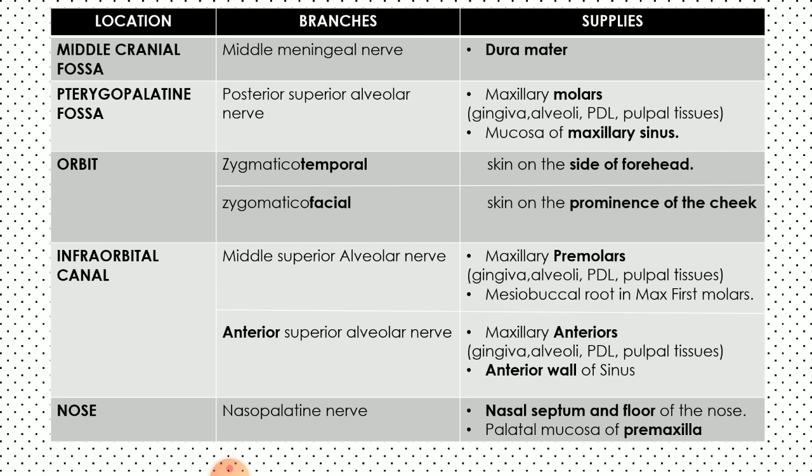Then moving on to the nose, we have the nasopalatine nerve. This nasopalatine nerve supplies the nasal septum and floor of the nose, and after supplying the nasal floor, it emerges into the oral cavity through the incisive foramen or nasopalatine foramen, and after coming out over the palate, it supplies the palatal mucosa of the premaxilla.